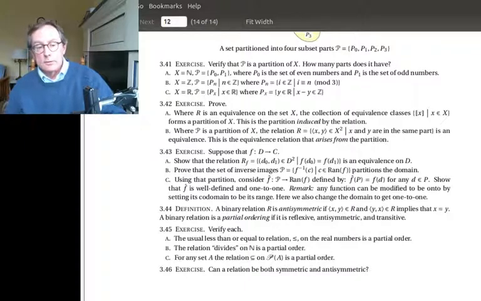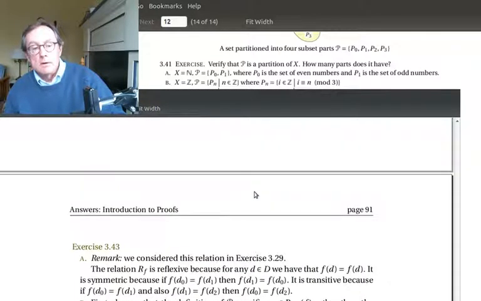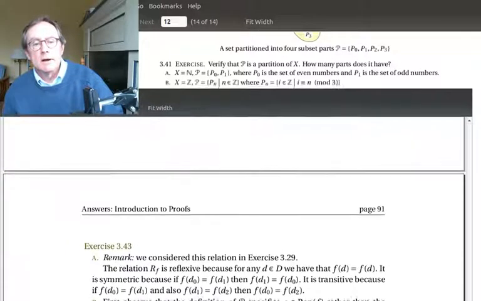So let's go to 3.43. Where'd you go? Where'd you go? Come to Papa. There we go. 3.43, and I'll pop it up. There we go. And I have that right? I do have it right.